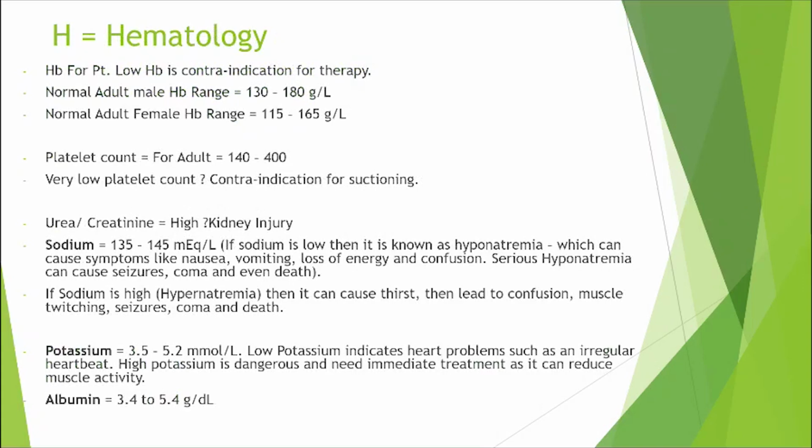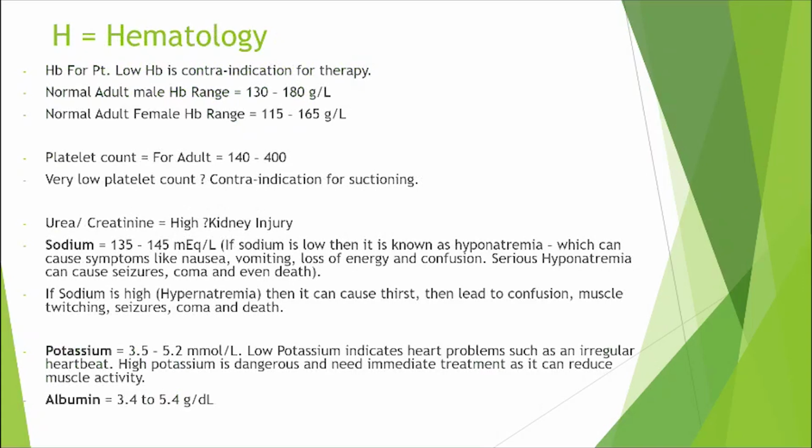Then also check the urea and creatinine level. If it's high, it might indicate kidney injury. Sodium level is usually between 135 to 145 milliequivalents per liter. If sodium is low, it is known as hyponatremia. In hyponatremia, it can cause symptoms like nausea, vomiting, loss of energy, and confusion. When it's severely low, it can cause seizure, coma, and even death. Usually we see older people come in with hyponatremia.